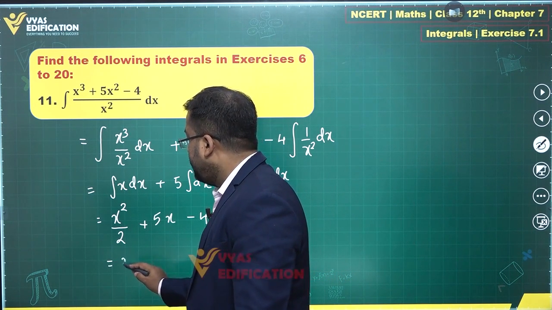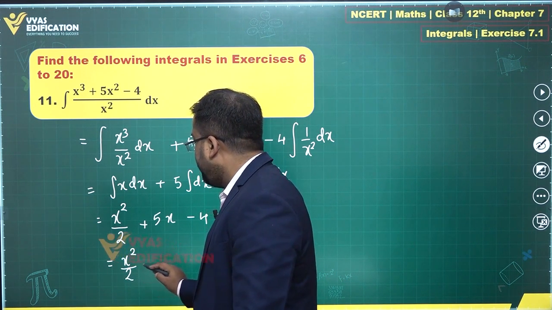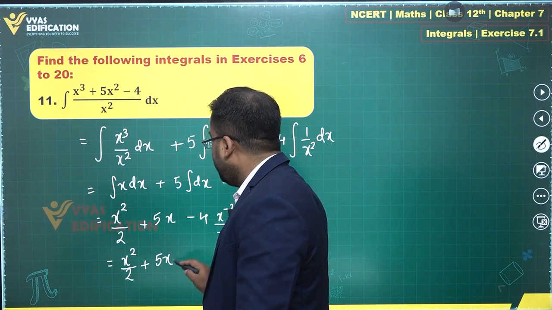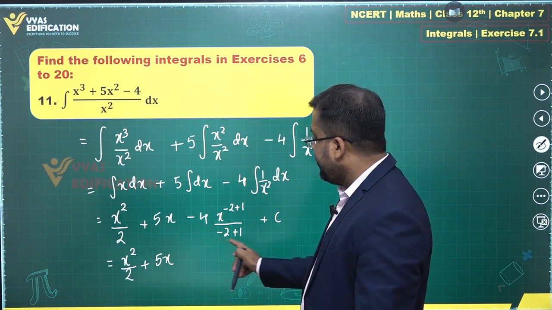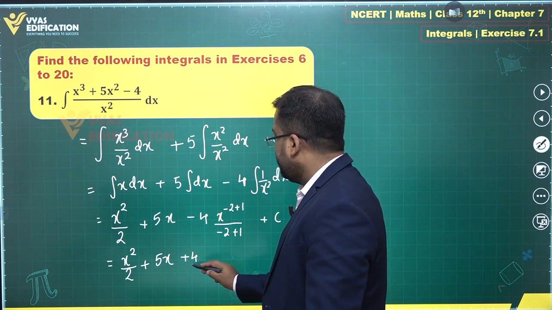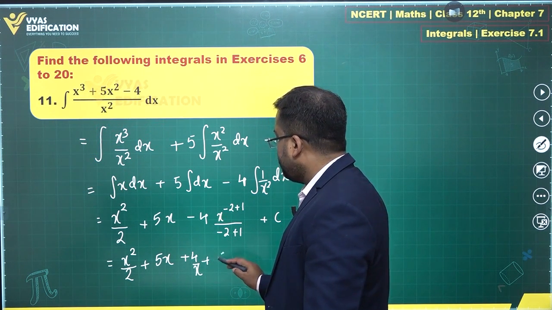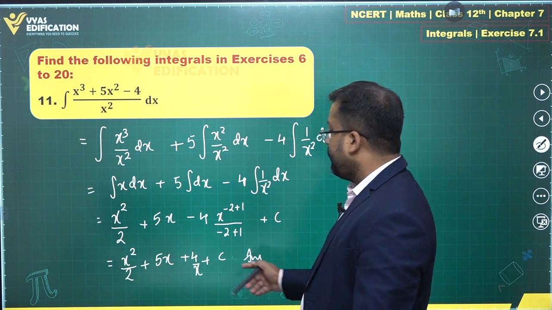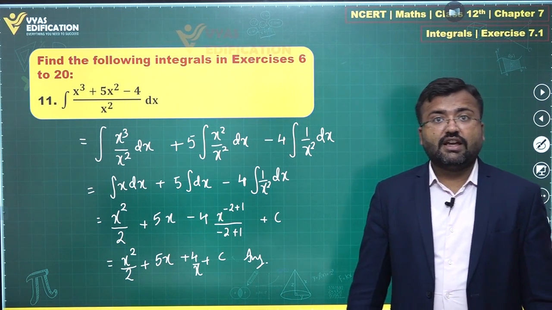What does this simplify to? This is x square by 2 plus 5 times x. This is minus 1, which will become plus 4, x power minus 1, plus constant of integration, and that is the required answer for this question, as you can see over here.